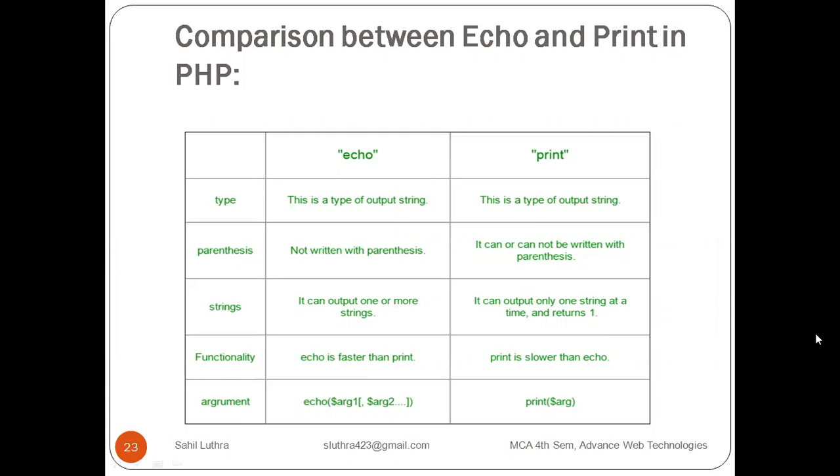Echo is faster than print, but print is slower than echo. Echo can take multiple arguments, but print can take only one argument at a time. So this is all about echo and print in PHP.